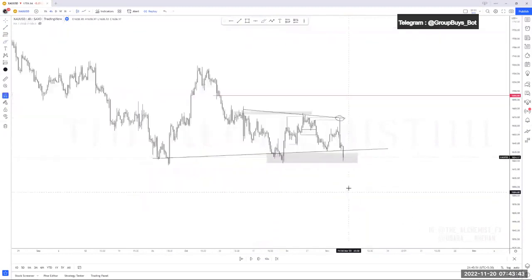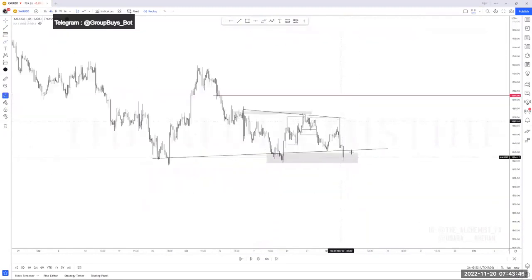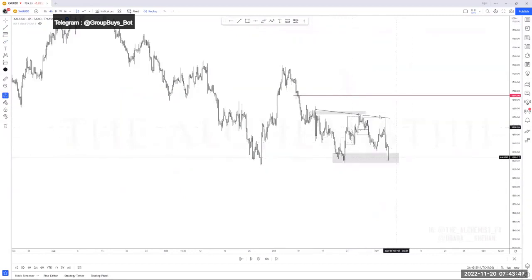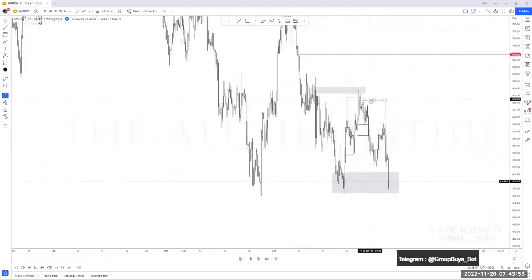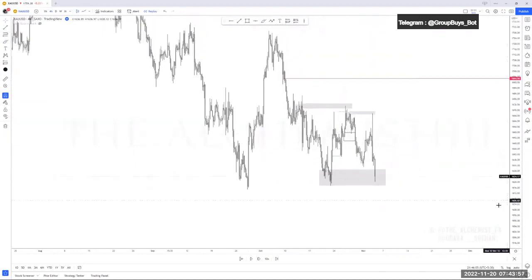Okay, so that is how we can play with these storylines, the obstacles and the storylines. I know it might not be that clear, but once you watch the recording again and do your own backtesting, you will slowly understand it.